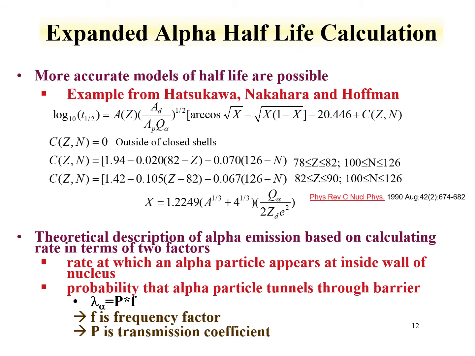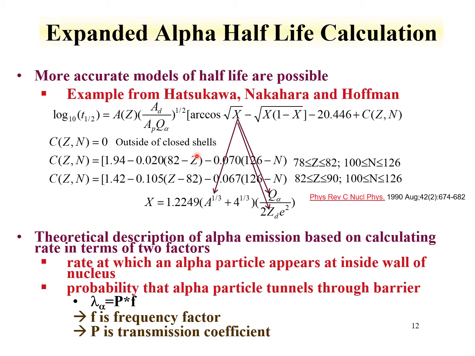The Geiger-Nuttall relationship, as we discussed previously, is a very simple and straightforward model to describe alpha decay and half-life. Now, there are models available that can be more accurate and take into account closed shell information. An example is given here, the Hatsukawa Model. Obviously there are empirical fits here, and corrections for how close or how far one is from shell parameters, so this is Z dependence.